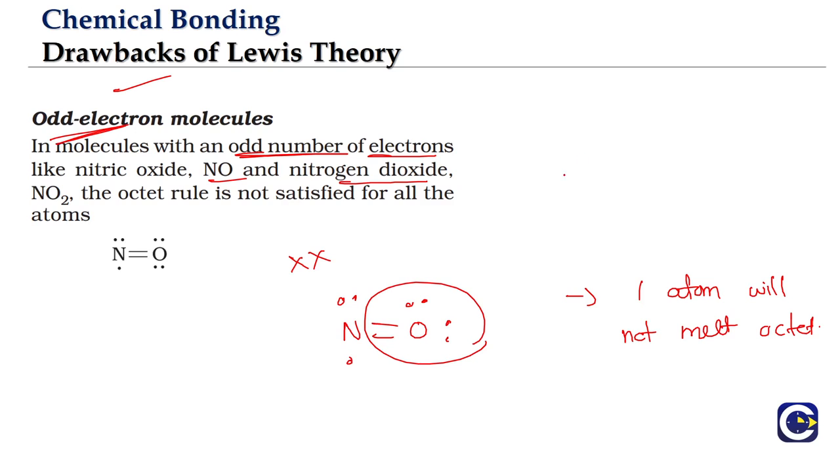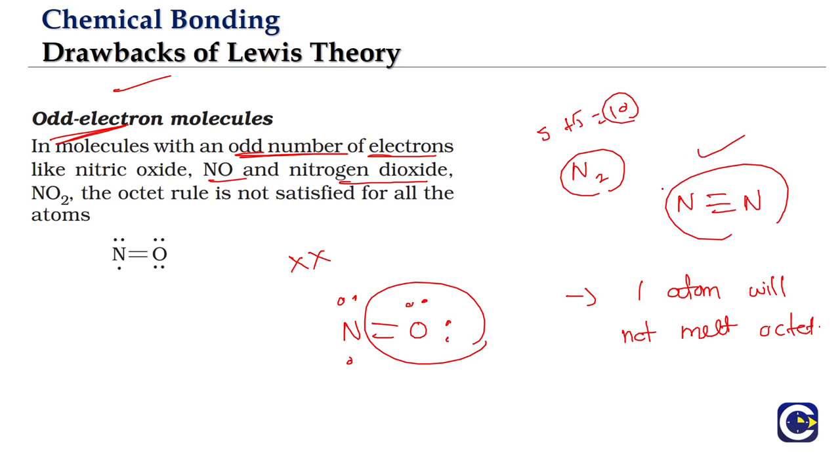If you think about the case of N2, just count the valence electrons. What is the valence electron count of nitrogen? 5. Another nitrogen, 5. 5 plus 5 is 10. So when you see nitrogen forming a triple bond with nitrogen, both nitrogens are able to achieve the octet. We have discussed this in the Lewis dot structures. But in the case of molecules like NO or NO2, the odd electron species, one of the atoms will be left out.